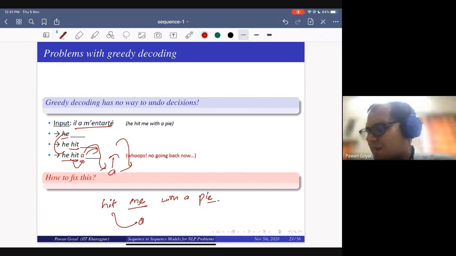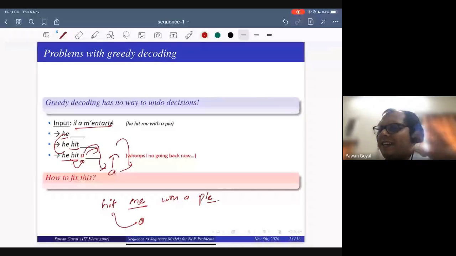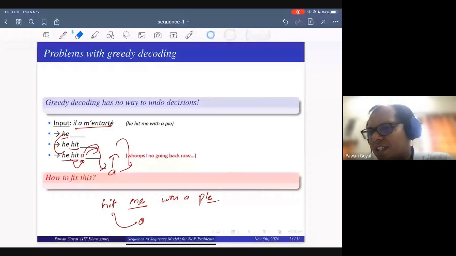So there's no way in the method that we described so that you can go back and say, okay, no, I went wrong. I should have generated something different. And that is because we are doing greedily, taking the maximum probability. Okay. So what can we do to avoid this problem, this greedy decoding problem?